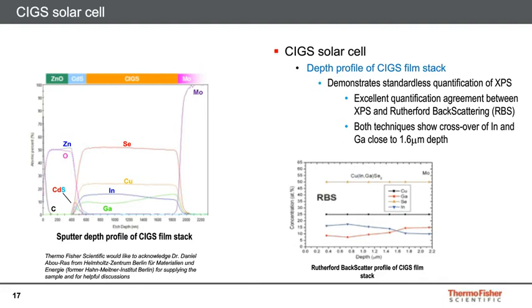In both the XPS and RBS data, we can see the composition gradient of the gallium and indium in the SIG layer, where the two elements cross profiles close to 1.6 microns. Overall, we can see how good the quantification of the XPS technique is.